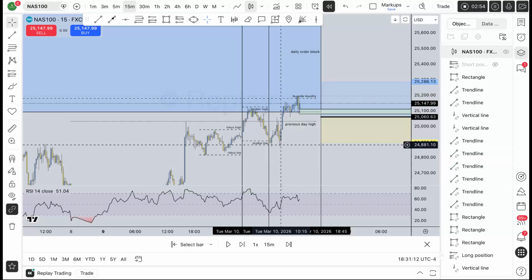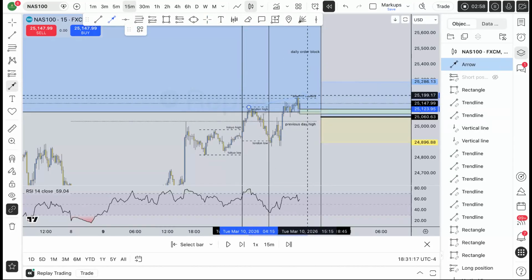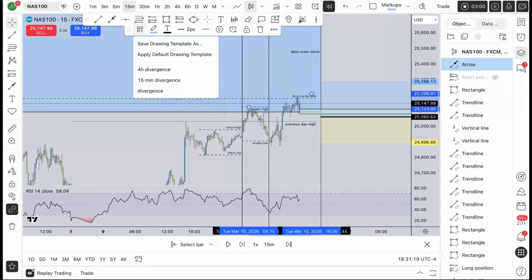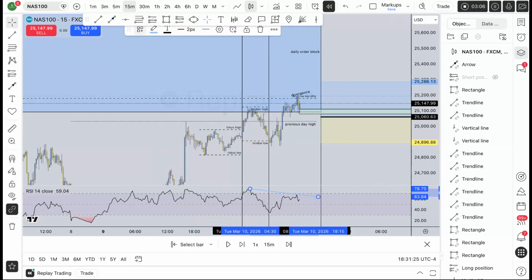What I'm seeing now as well is we also have divergence. We have divergence right here. This indicates a reversal, meaning yes, this leg was bullish. However, because of this divergence, this means that market is going to be bearish.